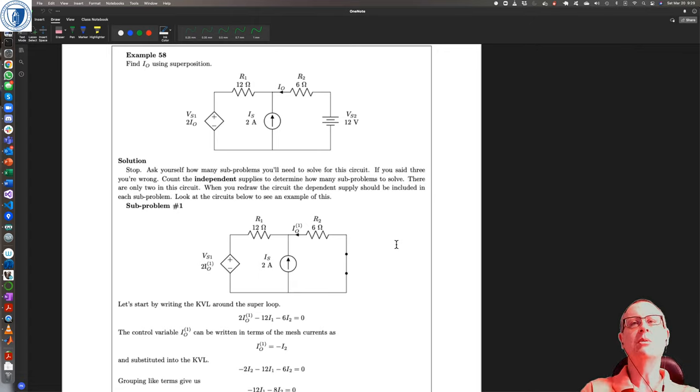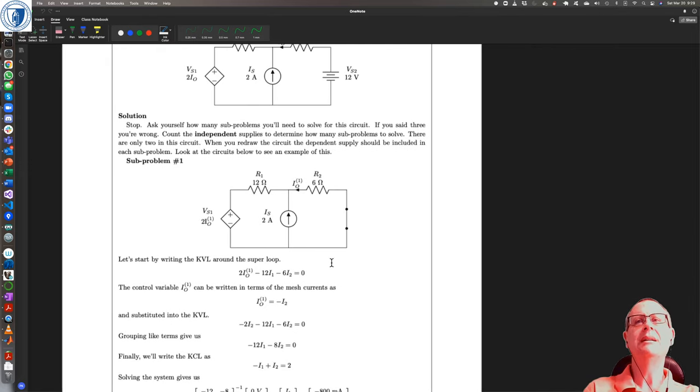So first of all, we replace VS2 and solve for that, right? We can do a KVL super loop around, or avoiding IS, and you can see that VS1 comes into the equation just like you would expect.